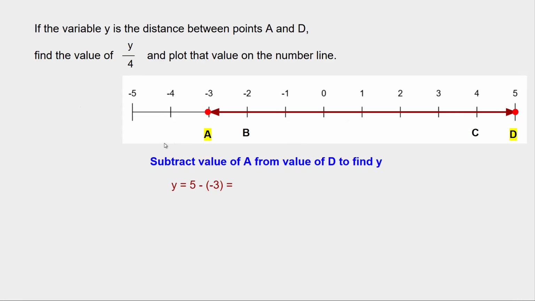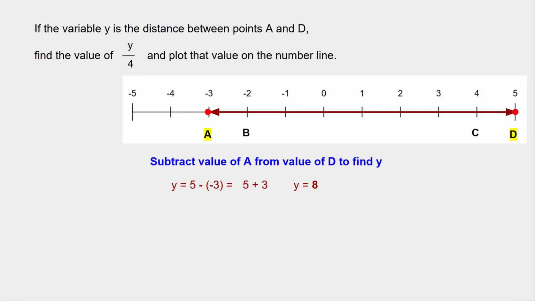So Y is equal to 5 minus -3. Now, you might recall that when we subtract a negative number, we can turn that into addition. So that means the same thing as 5 plus 3, which is the number 8. Y is equal to 8.